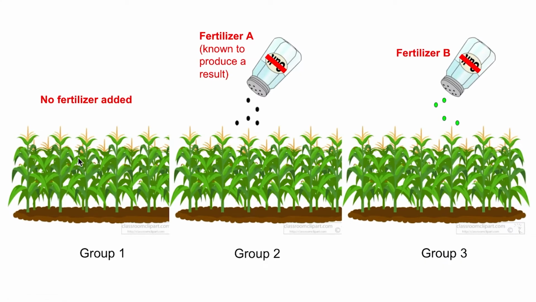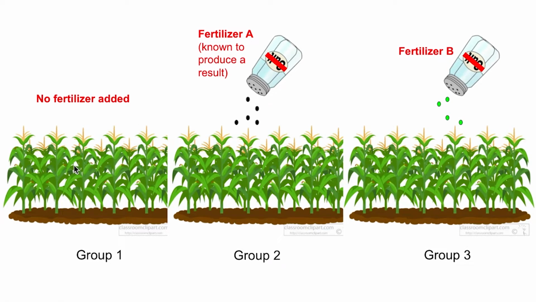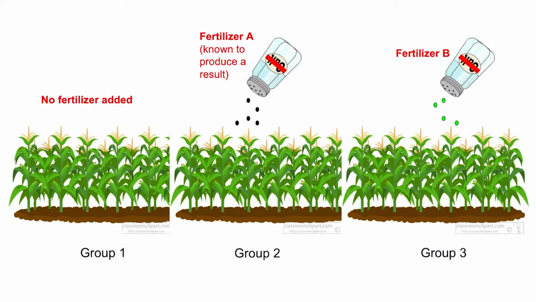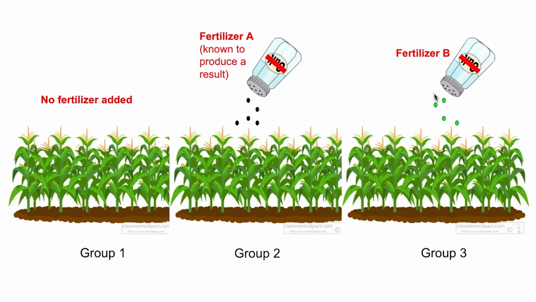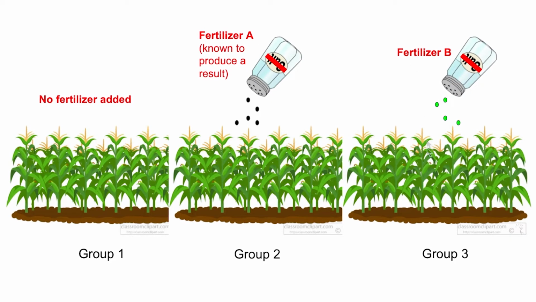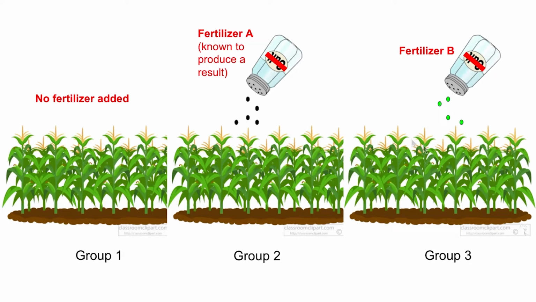So in this example, we have three groups of crops here. And in our first group, there's gonna be no fertilizer. And in our second group, there's gonna be fertilizer A. But we already know that fertilizer A has an effect on plants, and we know the effect that it has on these plants. And so that means we can compare it to fertilizer B. And so fertilizer B here, this experiment is meant to test the effect of fertilizer B on these crops. So since we have fertilizer B, we can compare it to both group 1 and group 2.